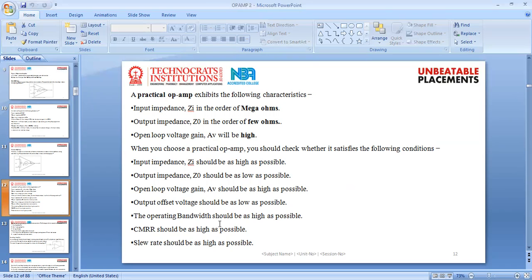There are the following characteristics of a practical op-amp. You can choose the practical op-amp. You should check whether it satisfies them or not.